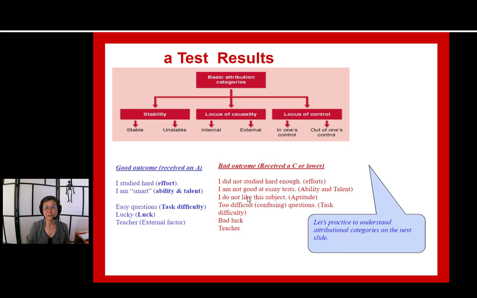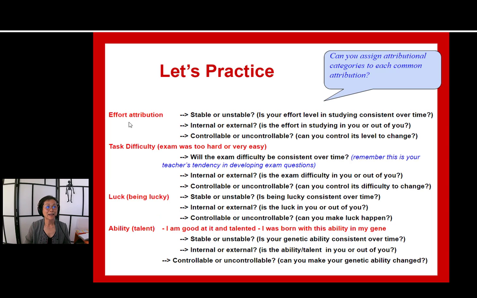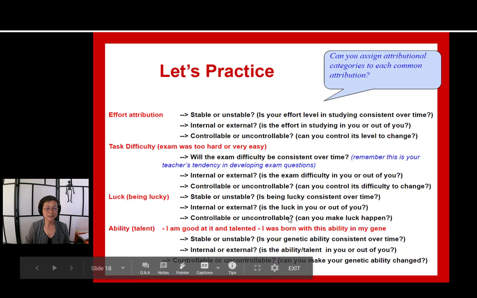Then it's aptitude, ability again. I'm not good at essay tests. I'm not good at multiple choices, aptitude, ability again. I did not study hard enough, effort. Okay, so what I'm going to do, I'm going to put this on the next slide, which you also have. And attribution, effort attribution, I worked hard or not. Task difficulty, was it too difficult, too easy questions. And lucky, being lucky. And you have talent, aptitude, ability.